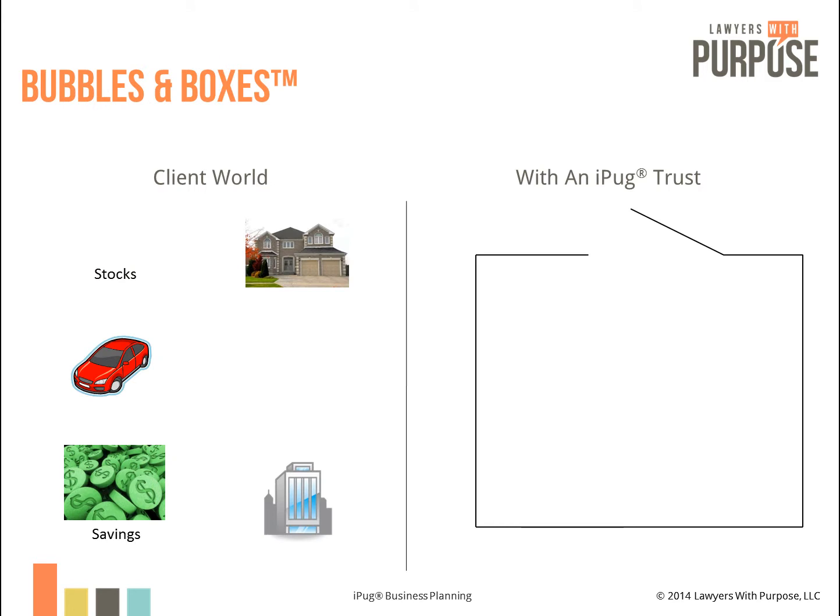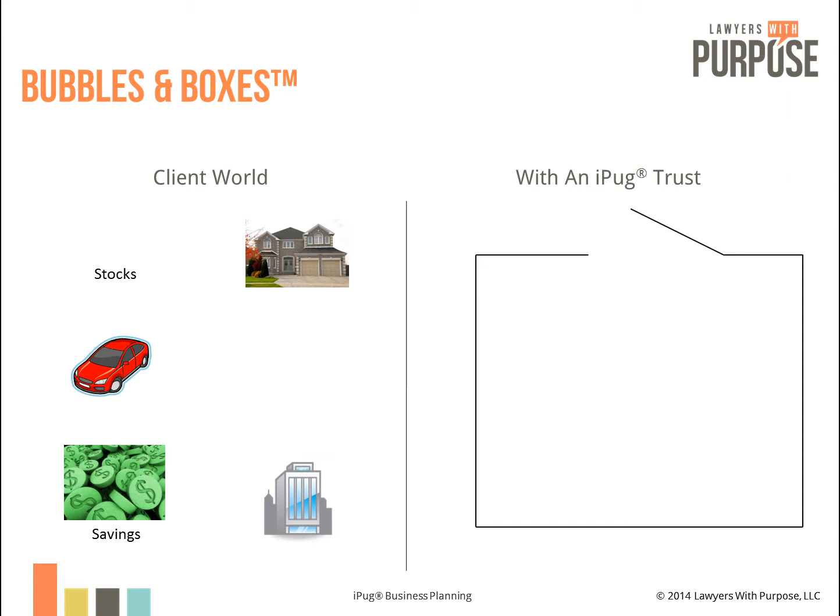Let's say we have a client that created an IPUG trust. They are the grantor and the trustee. Now when you look at the client's world, they could own a home, stocks, a house, car, savings, and we're going to say that building here is a business. Let's say the client is running his or her business and something happens, so that somehow someone gets hurt because of the business. Everything the client owns is now subject to loss, subject to judgment.